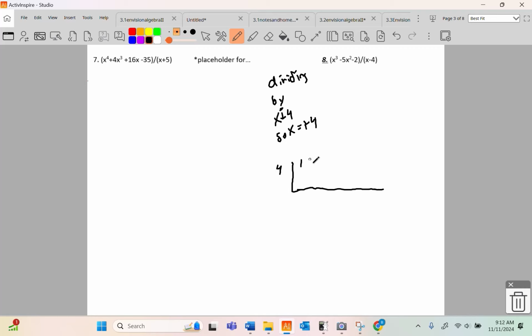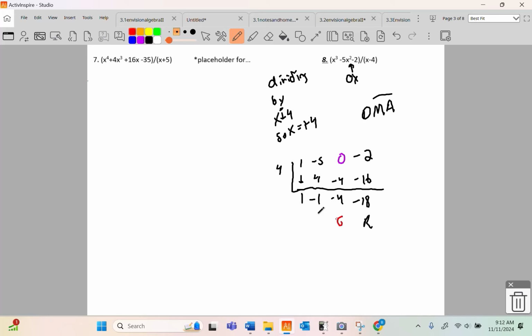Coefficients here are a 1, a negative 5, and you're going to need a placeholder because there is no x present. Placeholder gets kids all day long. Anyways, the acronym here again was DMA. Repeat on the MA. We drop the 1, we multiply and get 4, we add and get negative 1, we multiply and get negative 4, we add and get negative 4, we multiply and get negative 16, we add and get negative 18. This is my remainder.